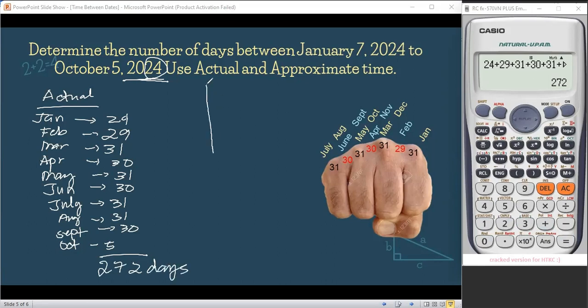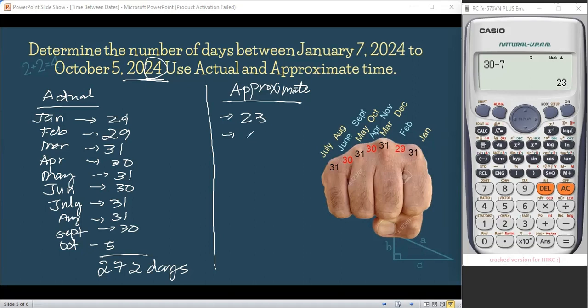So here we go to the approximate. In approximate, it's easy, because all months have 30 days in approximate time. So we have 30 minus our starting day, which is 7. So we have 23. So in January, we have 23. In February, we have 30. March, we have 30. April, we have 30. May, we have 30. June, we have 30. July, we have 30. August, we have 30. September, we have 30. And October, we have 5 because it is the one that ends.